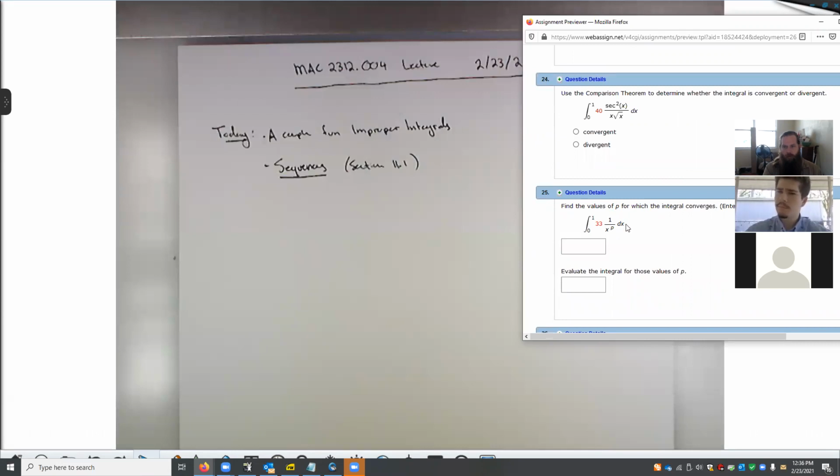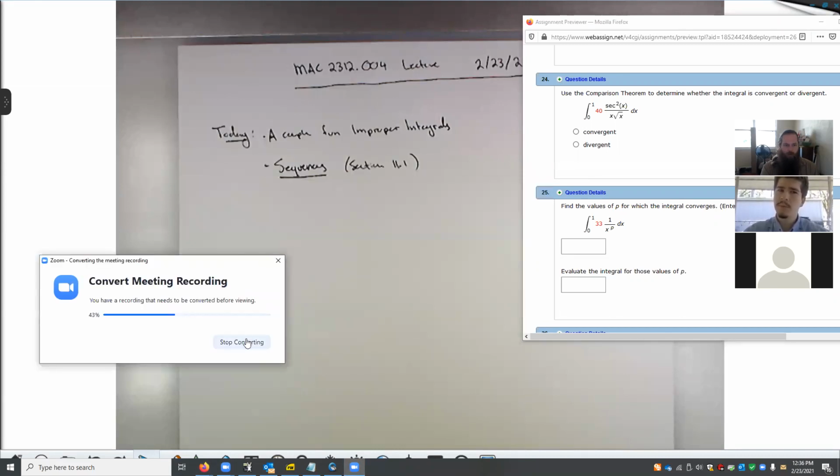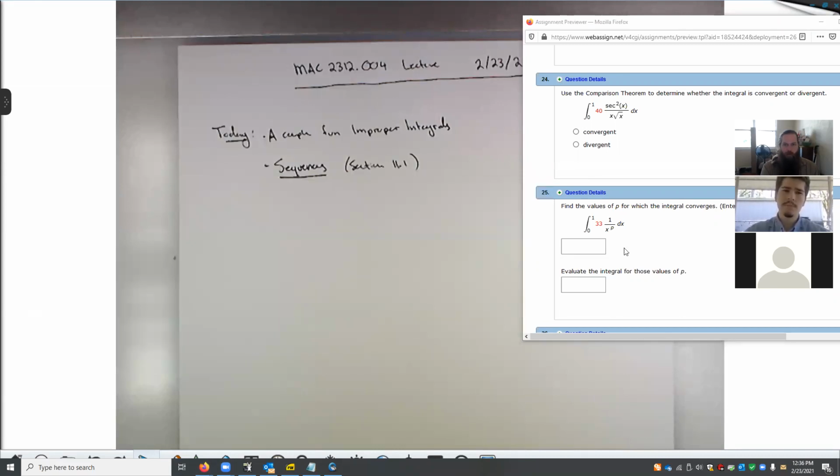25 is also fun. I want to point out here that 25 is not a P integral. And I'd like you guys to tell me why 25 is not a P integral. Because it has a 3? Oh, wait, it's just from 0 to 1. Yeah, that's the big issue, right? This is a type 2 integral, not a type 1 integral.